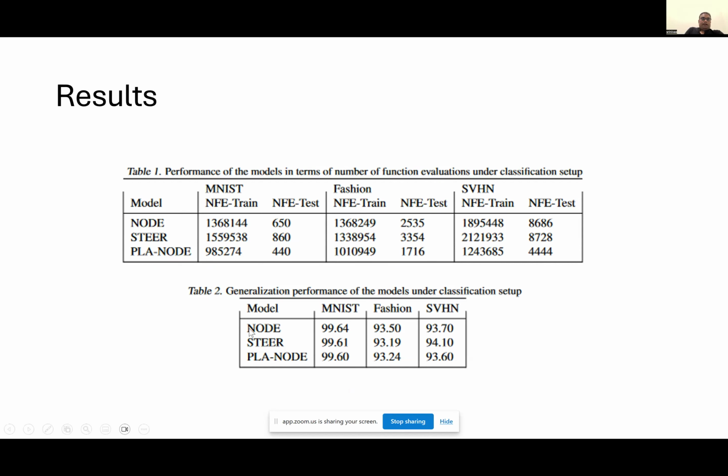You can see we compared with 2 existing models, NODE and the STEER model. The STEER model was designed to reduce the number of steps during testing. This column represents the number of steps required to compute the hidden states. As you can see, the number of steps is low compared to the existing models, without losing generalization performance. These are the results for the particular model.